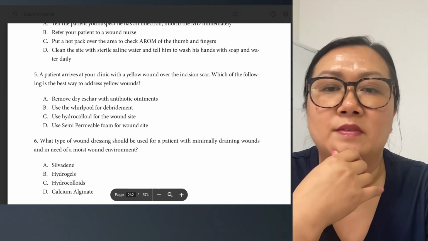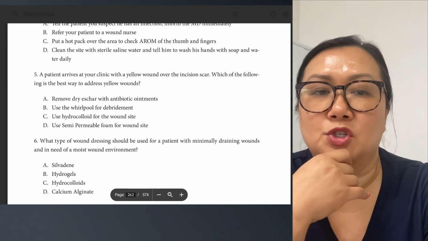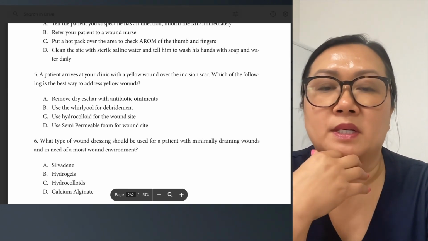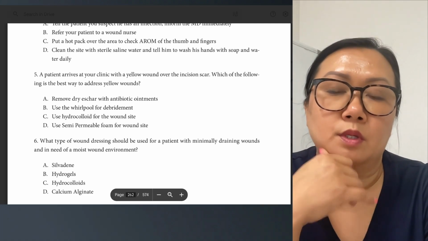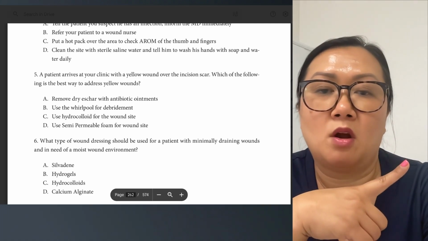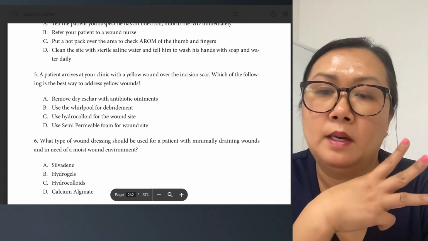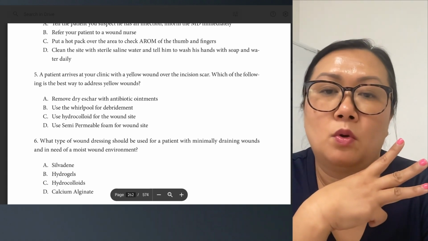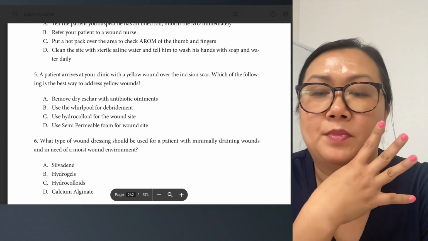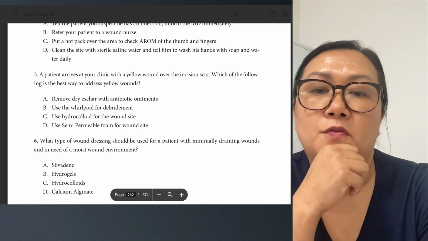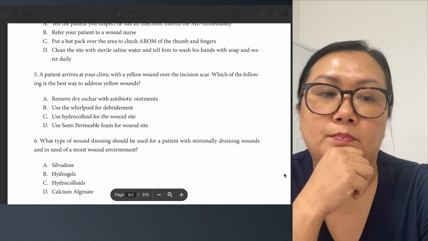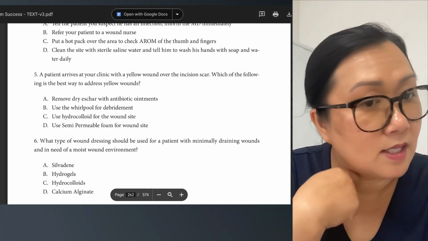All right, question number 5. The patient arrives in your clinic with a yellow wound over the incision scar. Which of the following is the best way to address yellow wounds? A, remove dry eschar with antibiotic ointments. B, use a whirlpool for debridement. C, use hydrocolloid for the wound site. And D, use semi-permeable foam for the wound site.